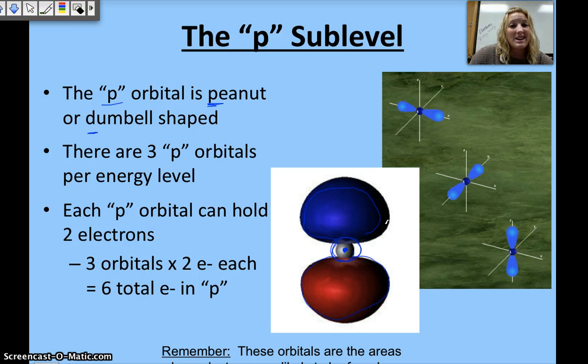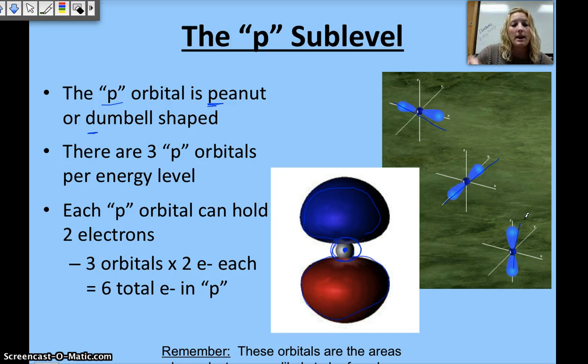Now you kind of got to think on a 3D level here, and I know that sometimes gets hard and you're like, oh my gosh, Miss Jones, you're hurting my brain right now. But we'll go over this a little bit more in class. But there are 3 P shapes in each energy level. One can go this way, one can go this way, and one can go up and down.